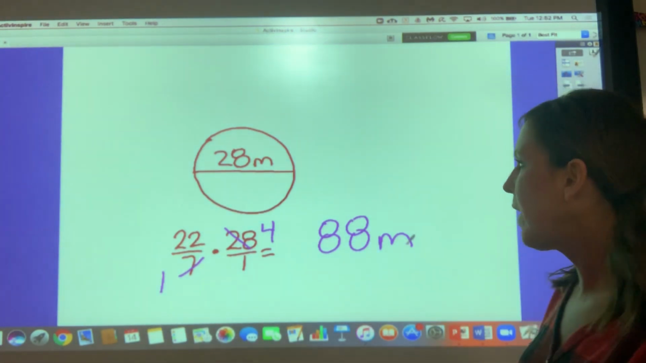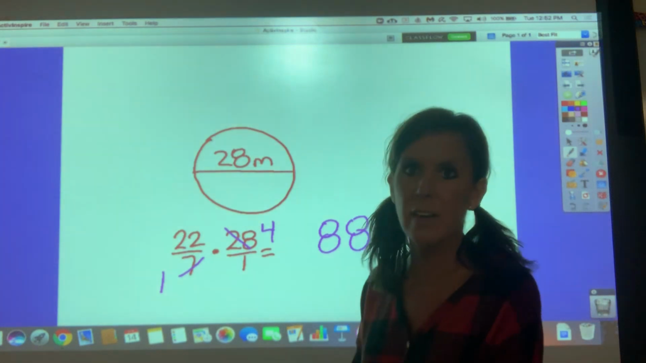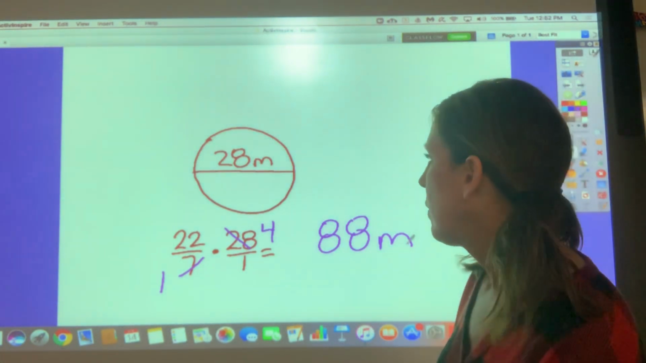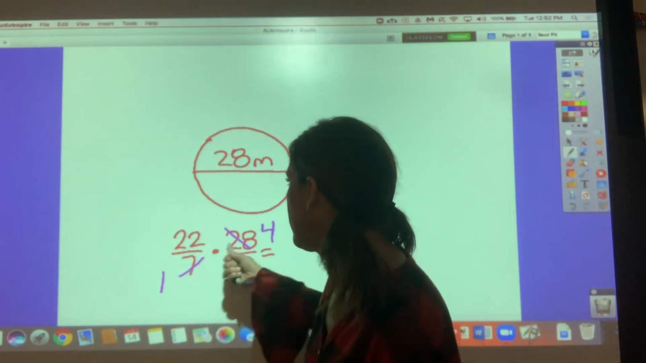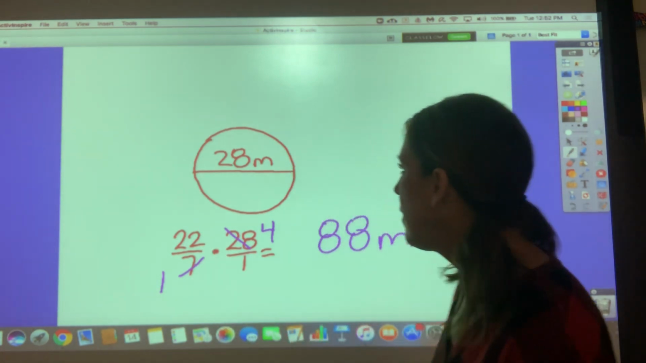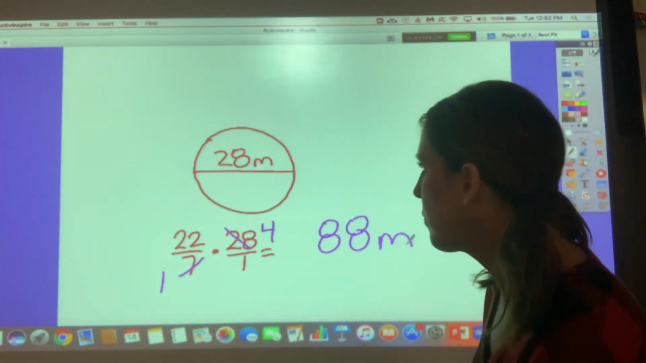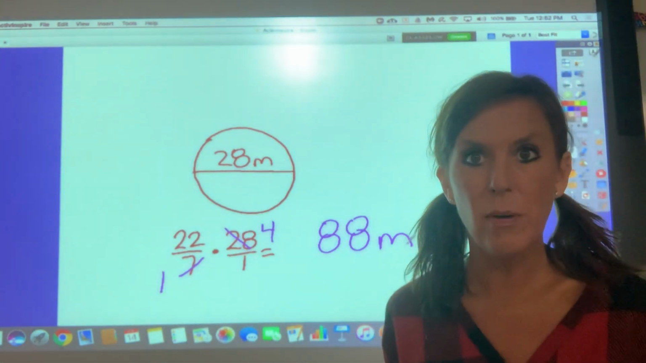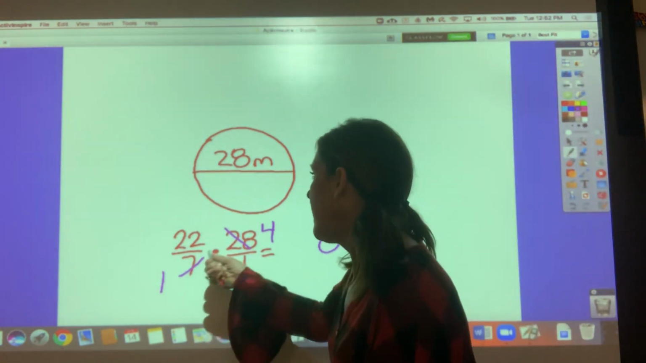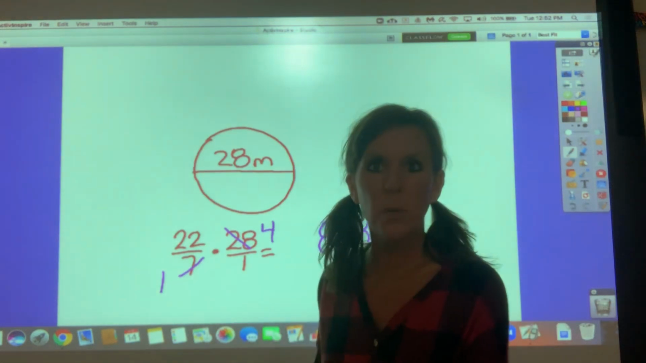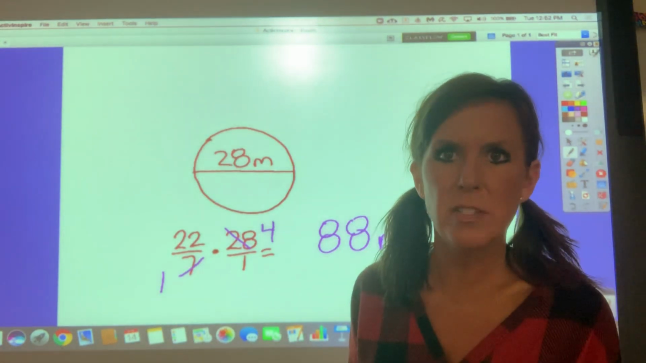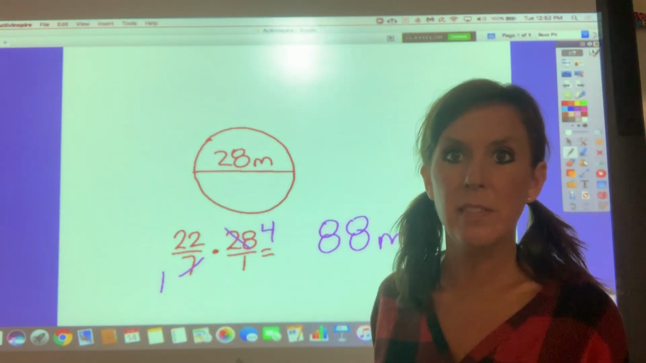So why do you think we use 22 over 7 in this problem? Well, we quickly noticed that it cancels with 28. We could have gotten the same answer if we had multiplied 28 times 3.14, but that would have been a much longer process. So anytime you've got something that's going to cancel with 7, you want to use 22 over 7 because it's going to be much faster than doing it the other way.